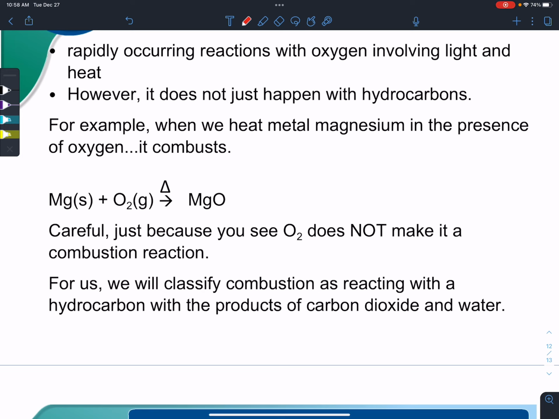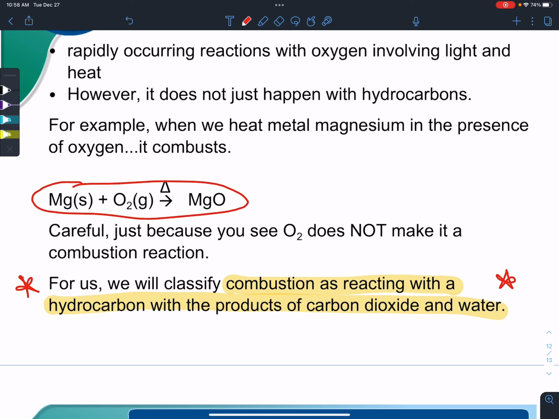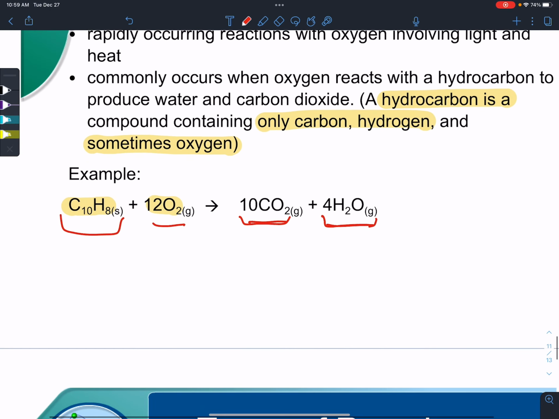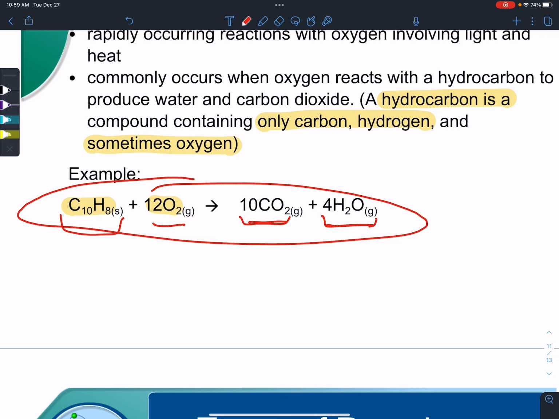However, in our class, we are going to classify combustion as reacting with a hydrocarbon to form carbon dioxide and water every single time. So I would star that, circle that, highlight that. This particular example right here is just as an FYI, so that if you see that in scientific literature or in your textbook or any other place that you might be looking at combustion reactions, that would classify as combustion scientifically. But for the primary purpose of this class, we will not worry about that as combustion. Combustion will always look like this right here. Always, always, always for us, okay?